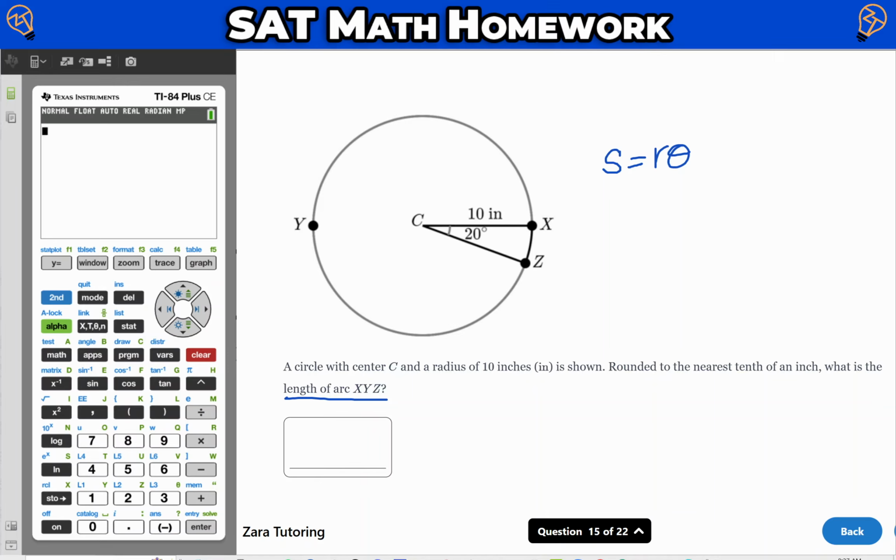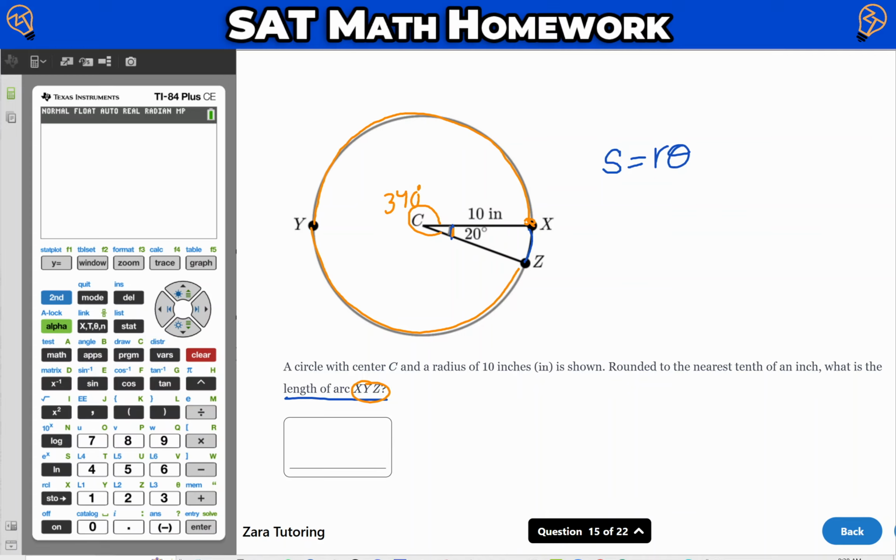Now, a key thing to notice is they give us the 20-degree measure. However, that central angle corresponds with arc XZ. Notice that they want you to find the length of arc XYZ. So that's from X all the way to Y. And notice I went in that direction because you need to end up at Z. So if this is 20 degrees and a full circle is 360, we know that this remaining part is 360 minus 20, so 340 degrees.